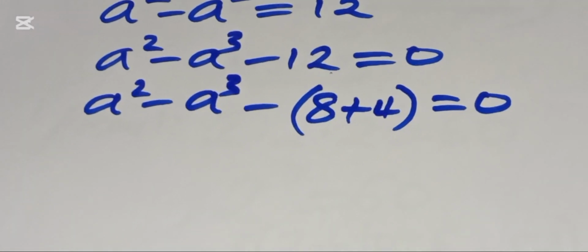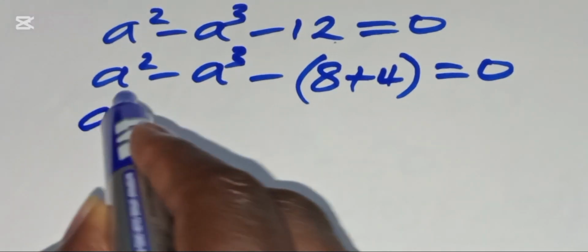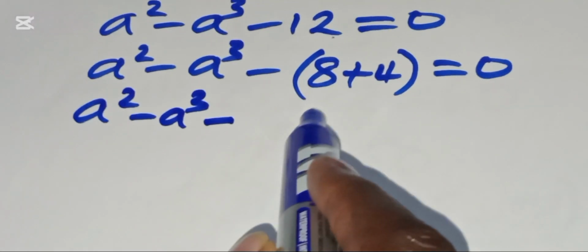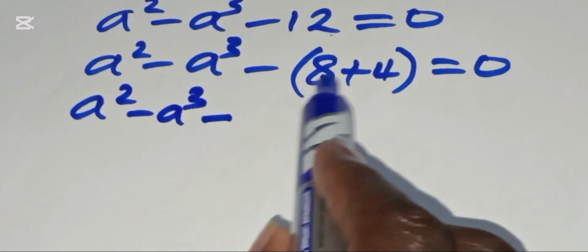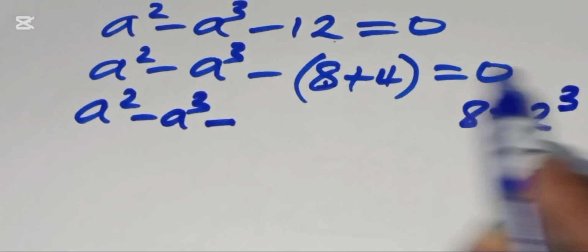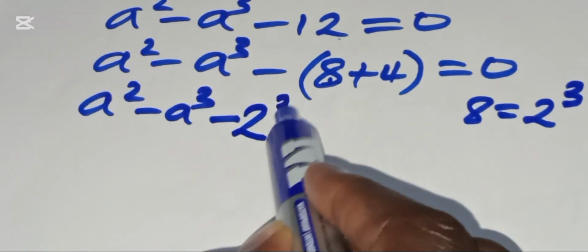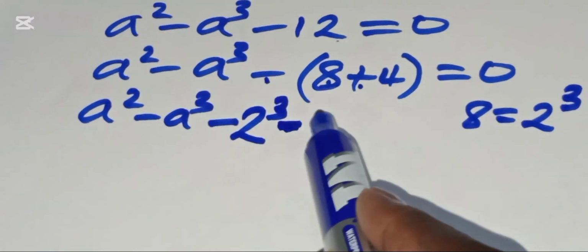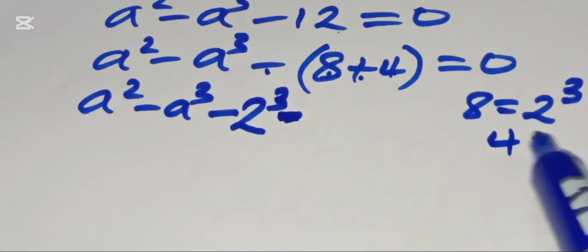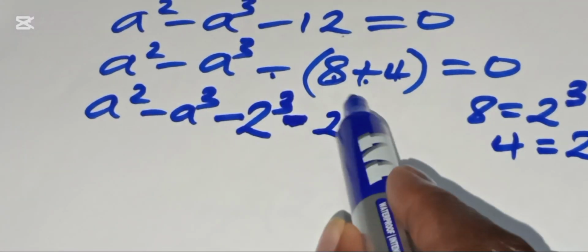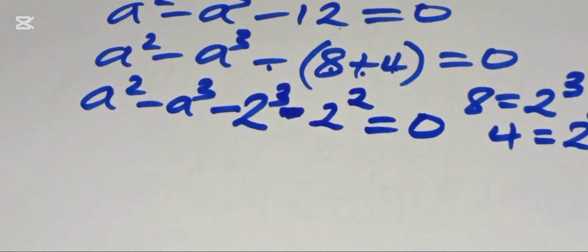Now again, from what we have, we can say this is a squared subtract a cubed subtract, and we can express 8 as 2 raised to power 3. Now negative times positive becomes a negative 4, whereby you can express 4 as 2 raised to power 2. So this is subtract 2 raised to power 2, equal to 0.